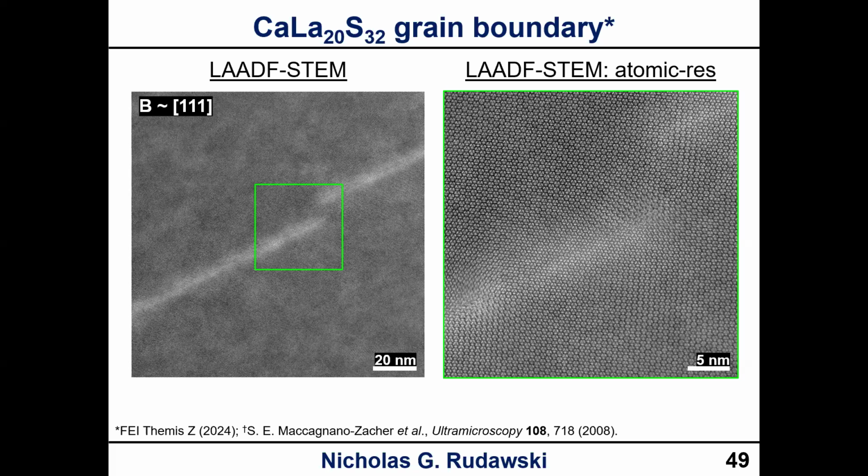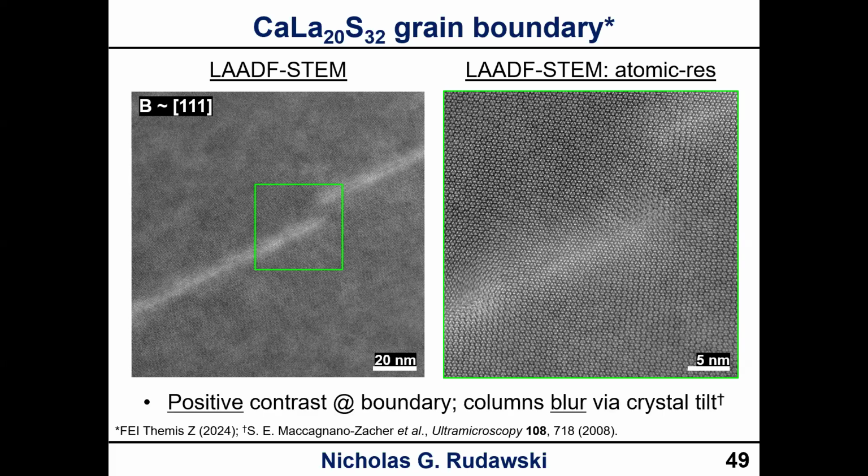So with a LAADF image, because we have the HAADF component that's contributing, we can still get that component in the images, which is used for that intuitive interpretation of the crystal structure, but we're adding in the Bragg component as well. So we have positive contrast at the boundary. In this case, we have blurring of the columns because of the crystal tilt.